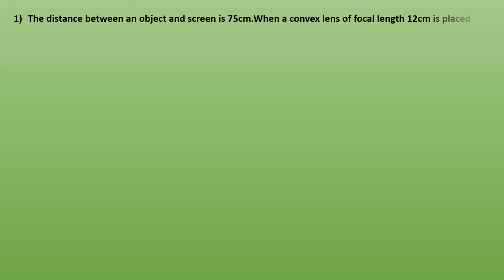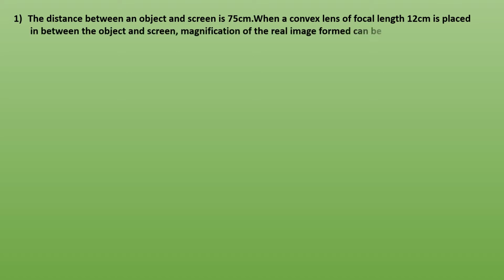The question is, the distance between an object and screen is 75 centimeters. When a convex lens of focal length 12 centimeters is placed in between the object and screen, magnification of the real image formed can be. So let us see how this problem can be solved.